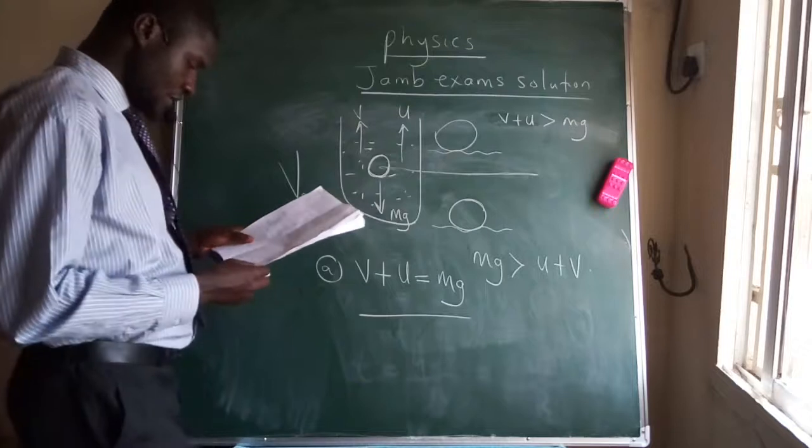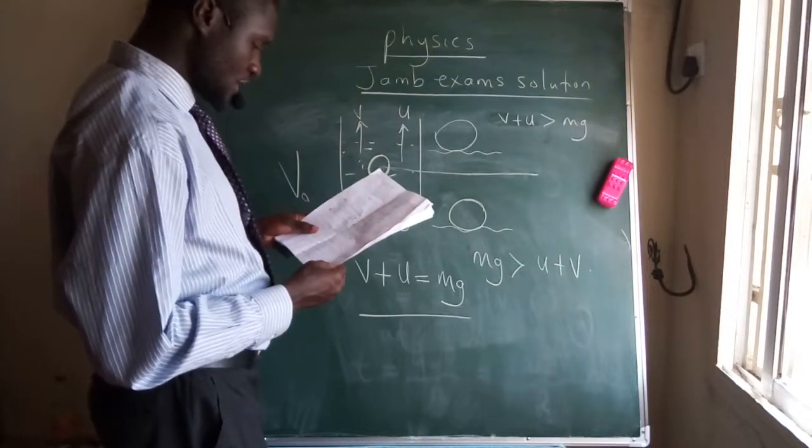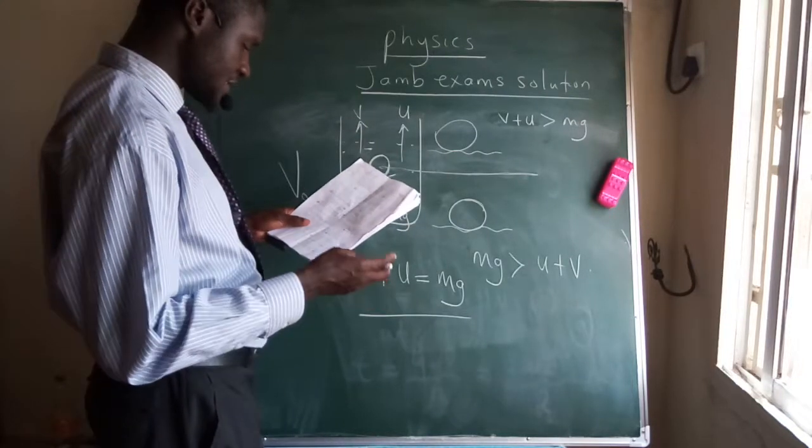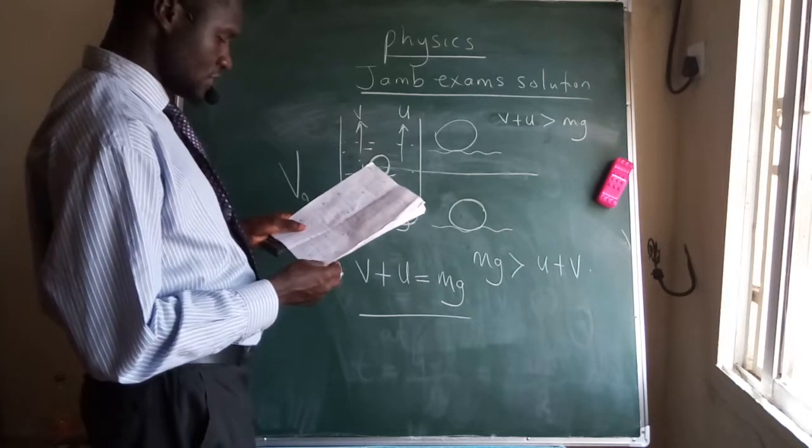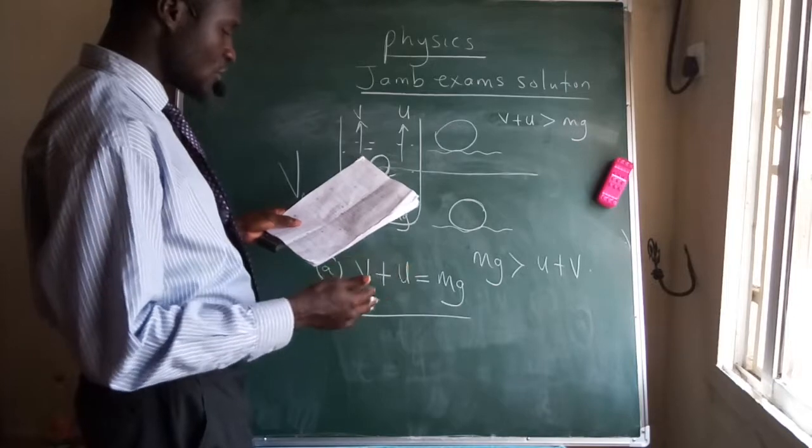Then question 9. Which of the following is a semiconductor material? A, copper, B, silicon, C, steel, and D, iron. So the answer is silicon, because copper, steel, and iron are all conductors.